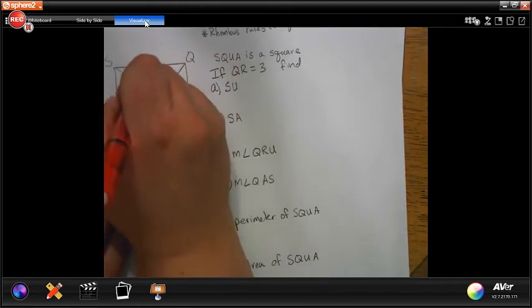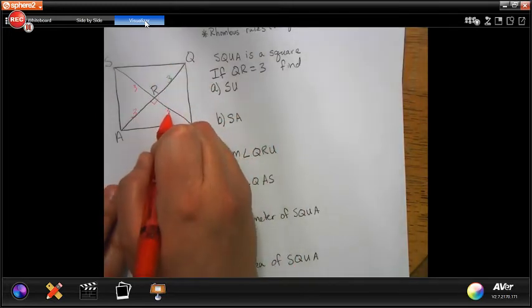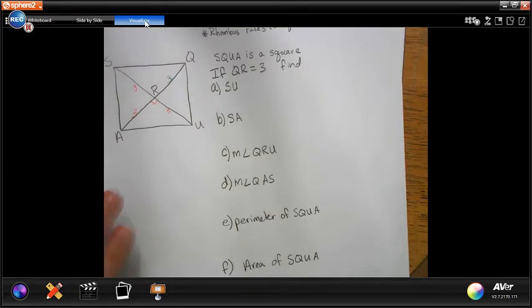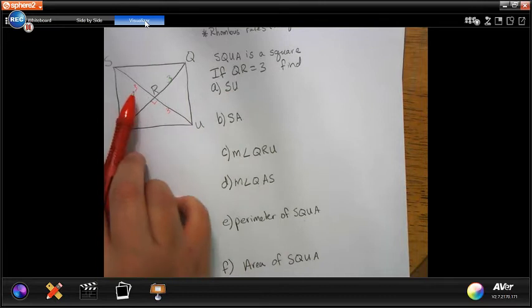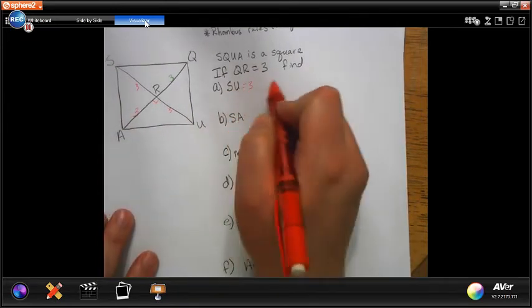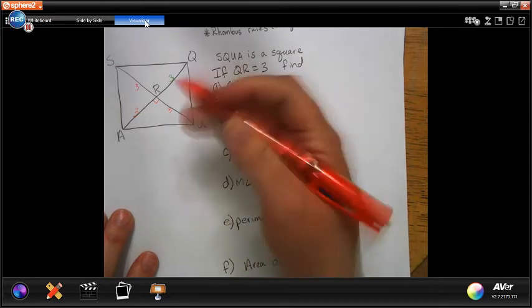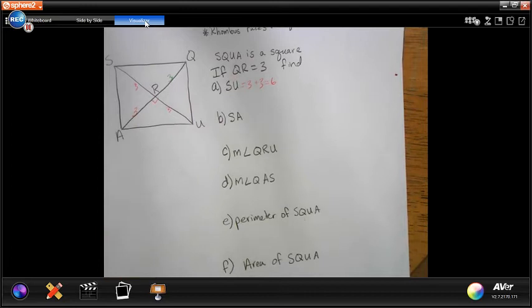So this is 3. Sorry about my hand, it's covering it up. I'll try to write so that you can see as I'm writing. So that means SU is 3 and 3, which makes 6. Okay, so that gives us SU.